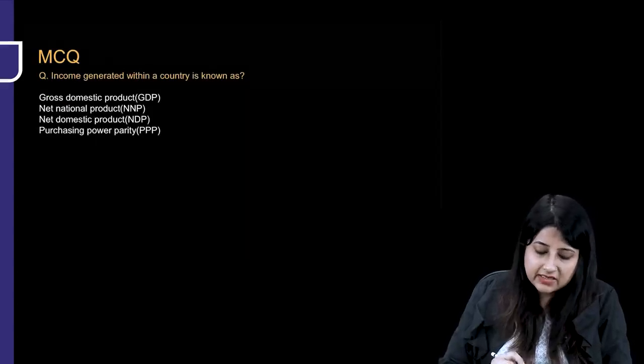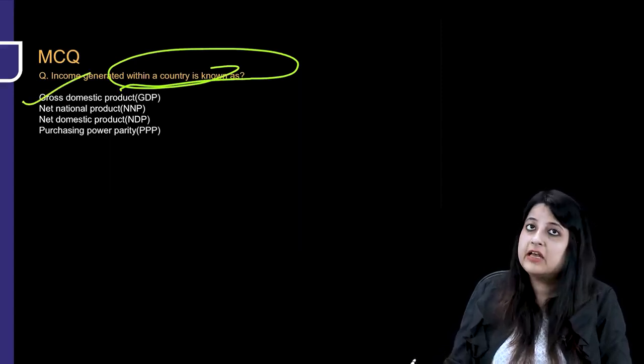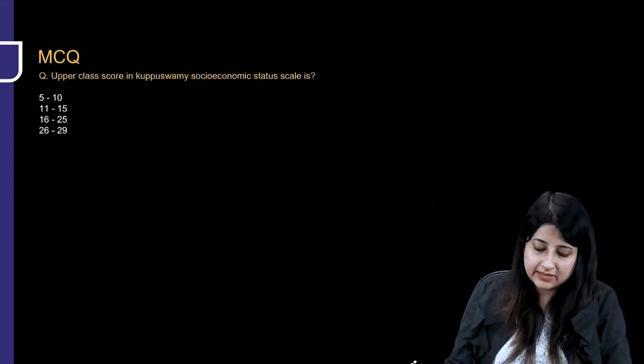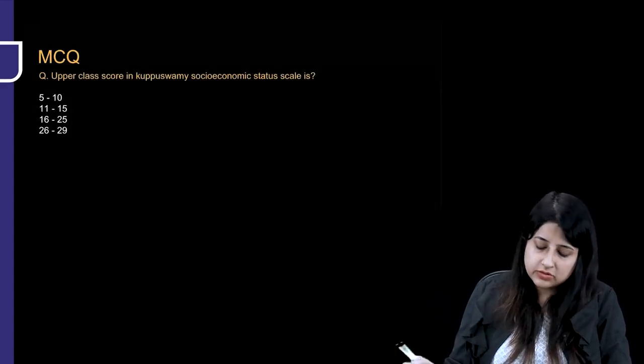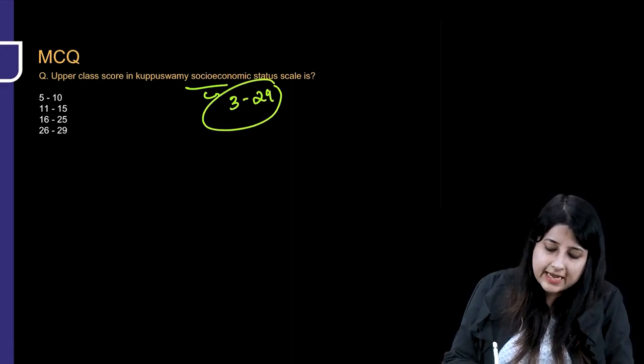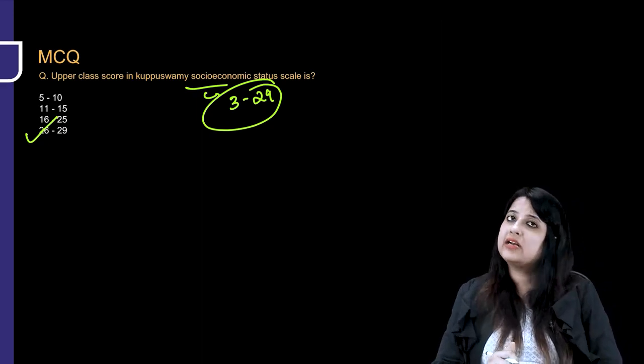Income generated within a country is known as, now see, only within a country, GDP. But that generated within a country and from abroad, GNP. Upper class in Kuppuswamy, I told you scoring is between 3 to 29. Upper class you have to know 26 to 29. And lower class was below 5.